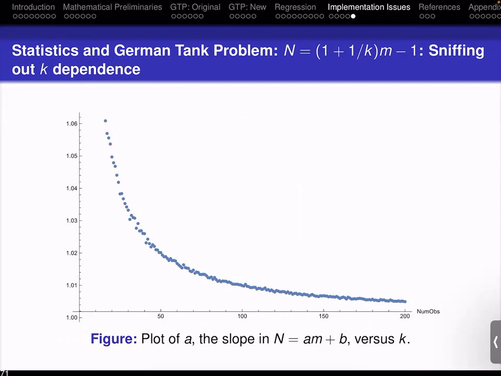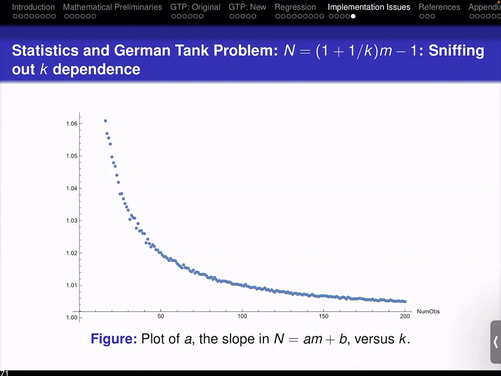So this was all starting with, we believed that n was equal to m times 1 plus 1 over k. And so that's the theory. What if we didn't know that? Could we somehow figure this out? So what we can do is, for each value of k, let's try to write n as a function of m. So I'm going to write n as am plus b, but really a and b are functions of k.